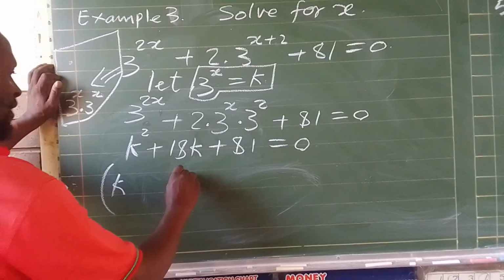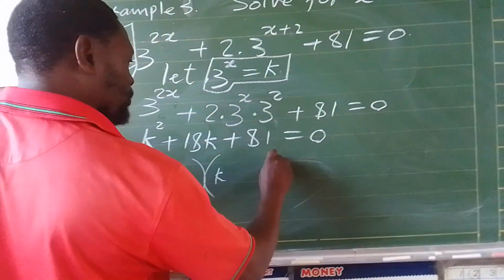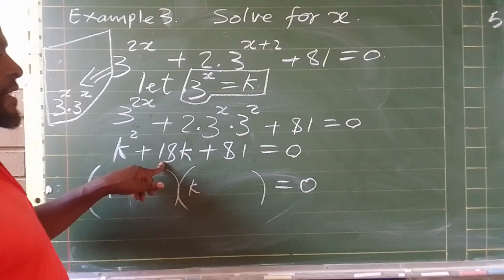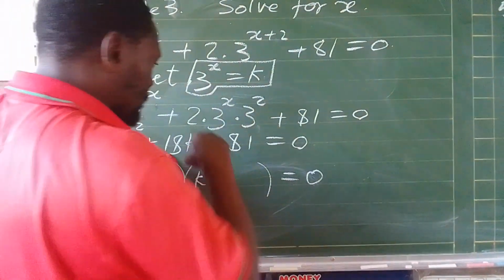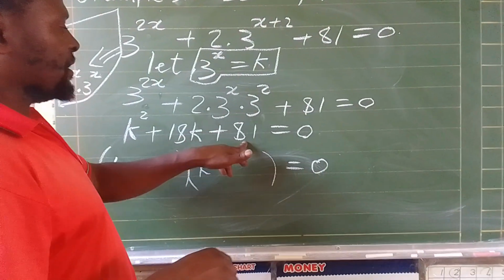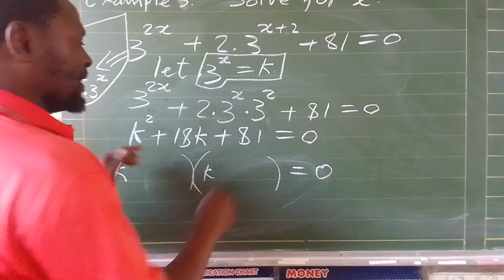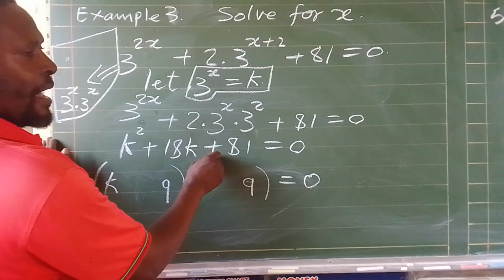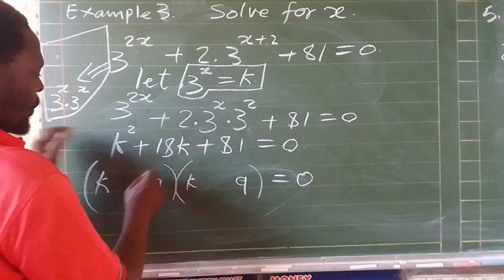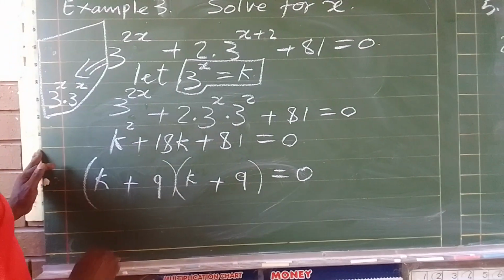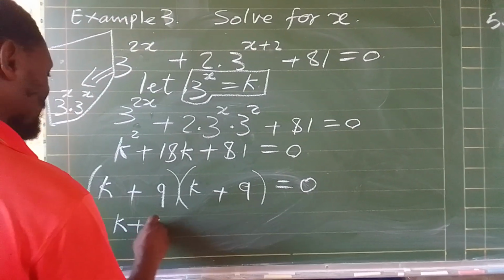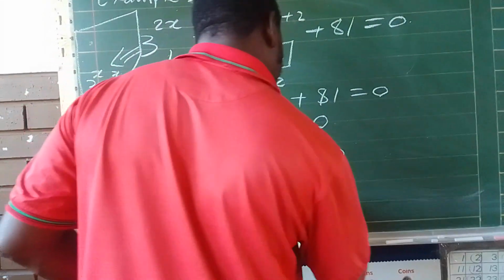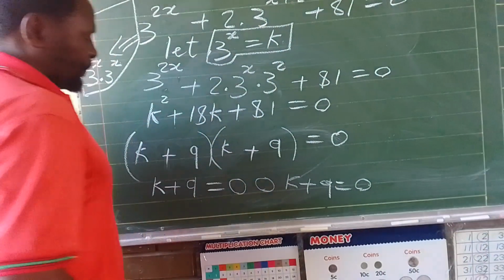You factorize here. The factors of 81 that will give us 18? It's 9 times 9. 9 times 9 is 81. 9 plus 9 is 18. So it's 9 times 9. Here the signs are the same, both positive. So you have k plus 9 is equal to 0, or k plus 9 is equal to 0.